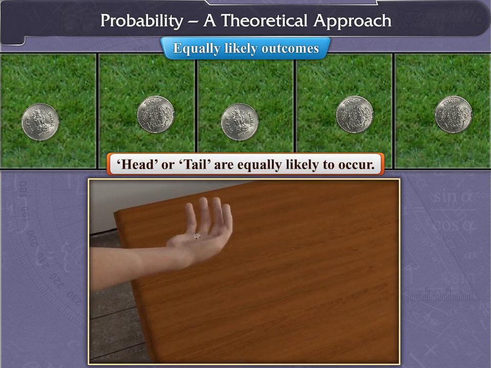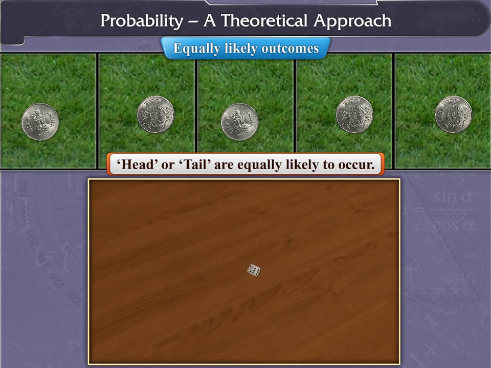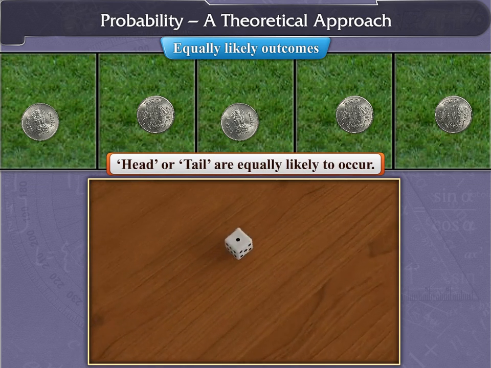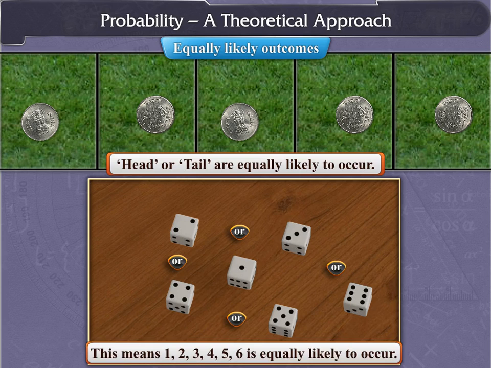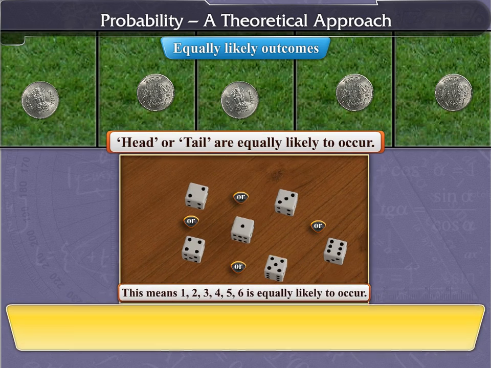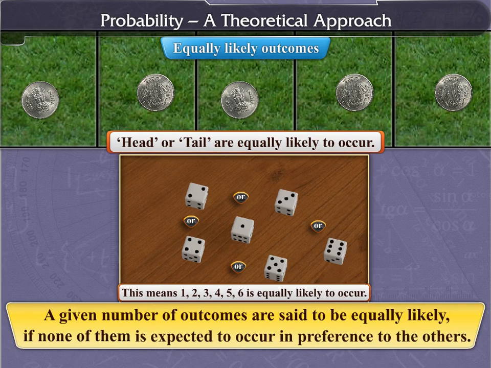If we roll a die, any number from 1, 2, 3, 4, 5 or 6 may appear on the topmost face of the die with equal chance. This means each number is equally likely to occur. Thus, a given number of outcomes are said to be equally likely if none of them is expected to occur in preference to the others.